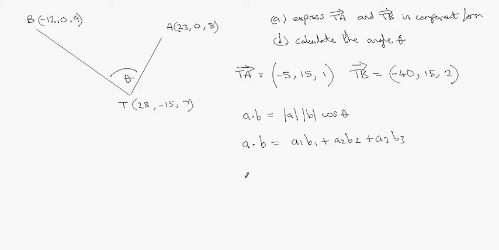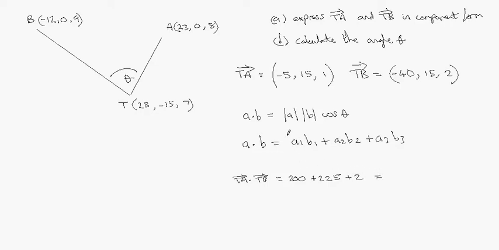So in our case then, TA dot TB is going to be the sum of the products of the individual components. So minus 5 times minus 40 gives us plus 200. 15 times 15 gives us plus 225. And 1 times 2 gives us plus 2.